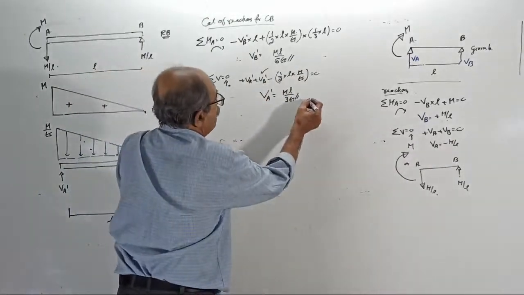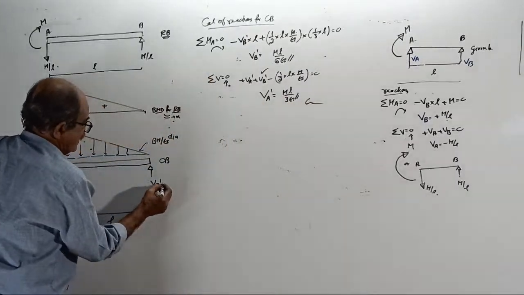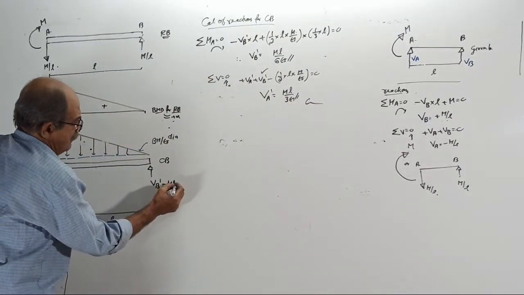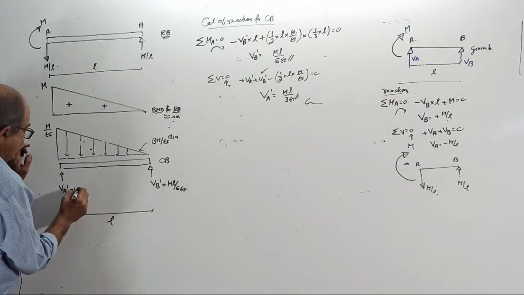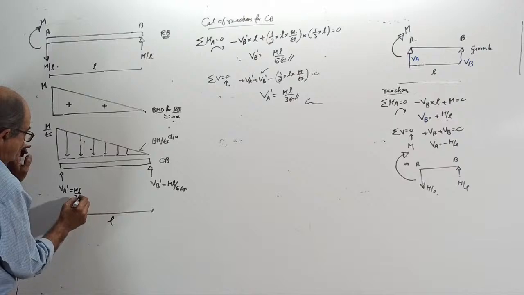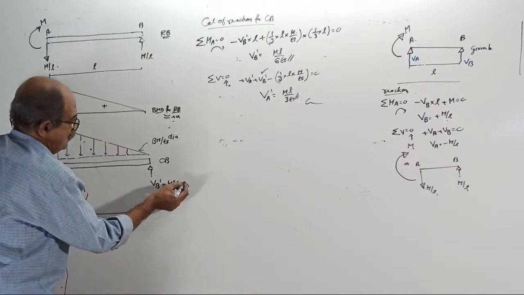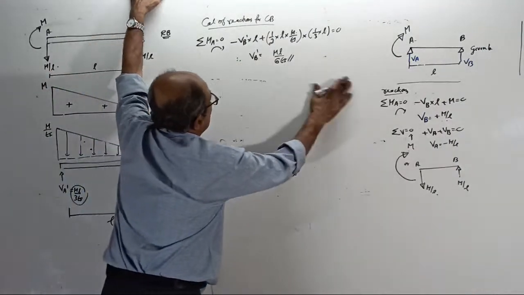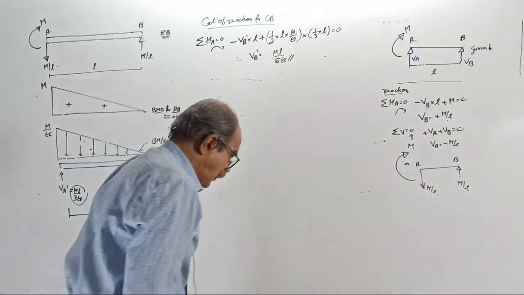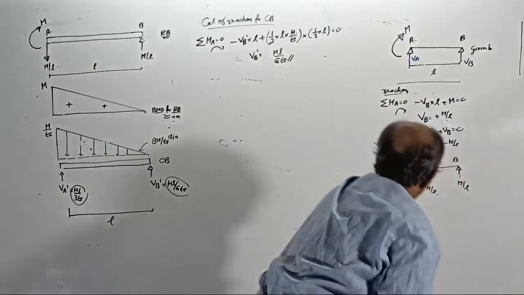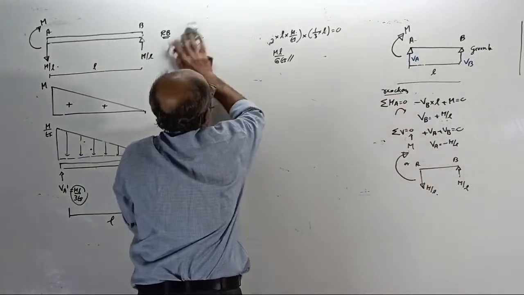Okay. Go back and enter the answer. VB dash equal to ML by 6 EI, VA dash equal to ML by 3 EI. Remember, these are calculated values. Now, reactions are over. Once reactions are over, start going one by one in order.